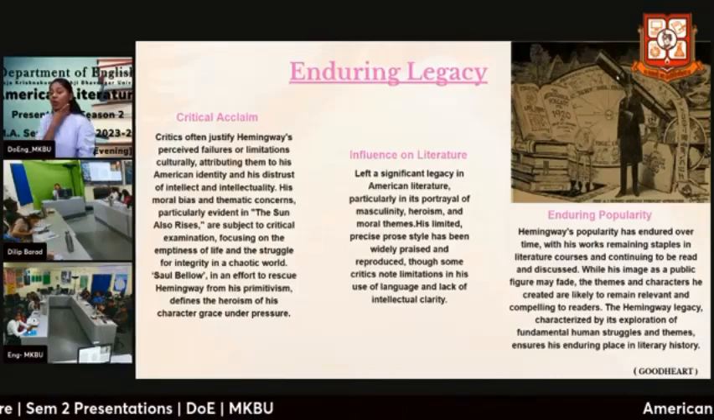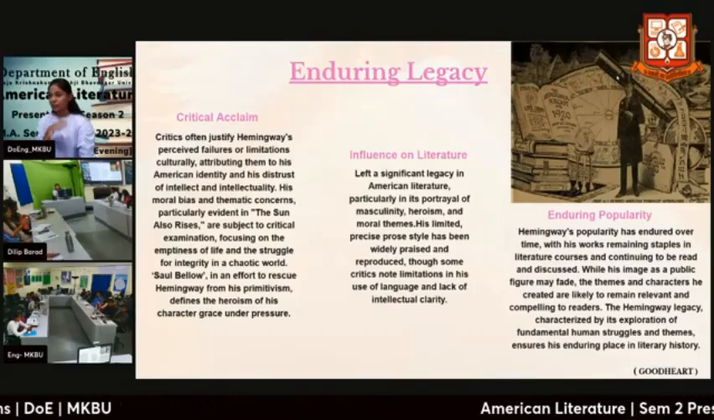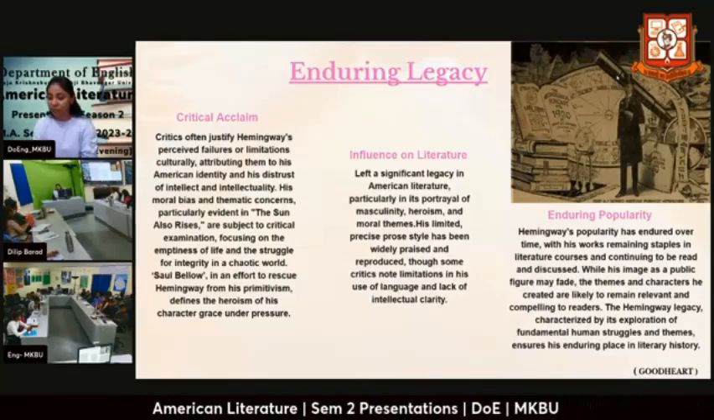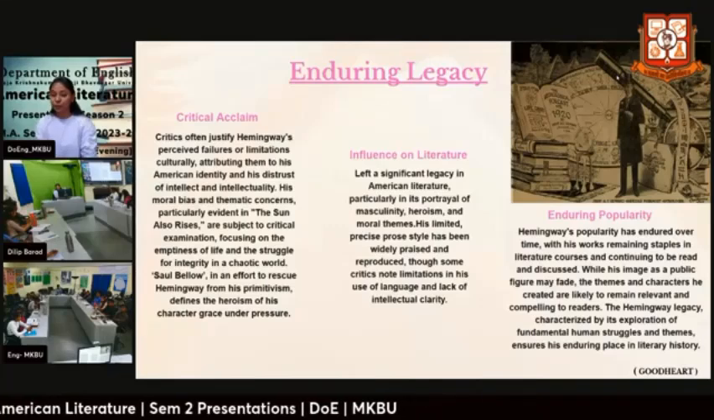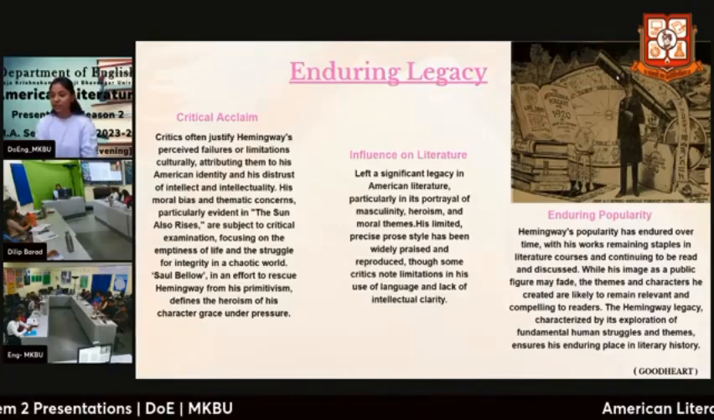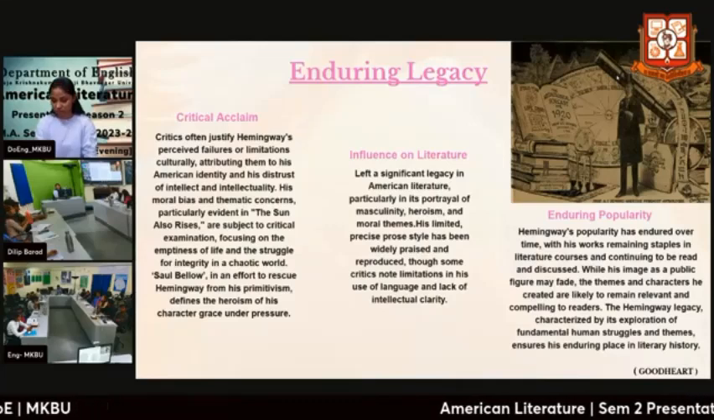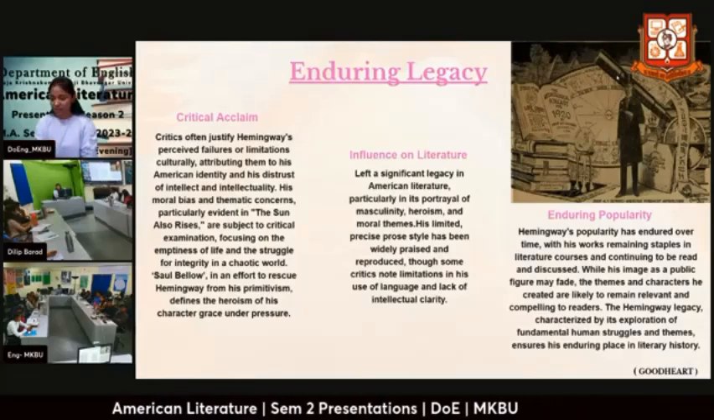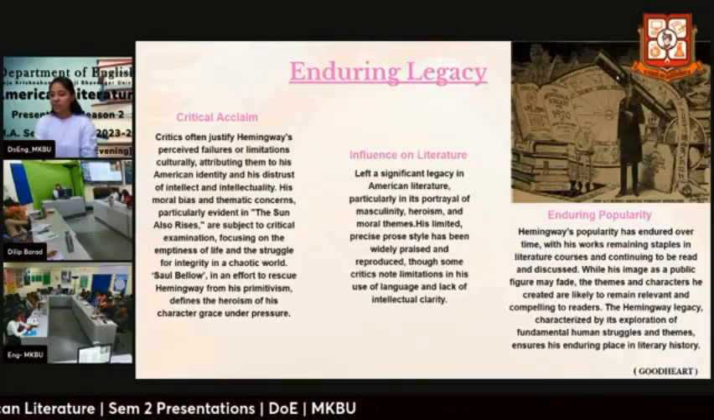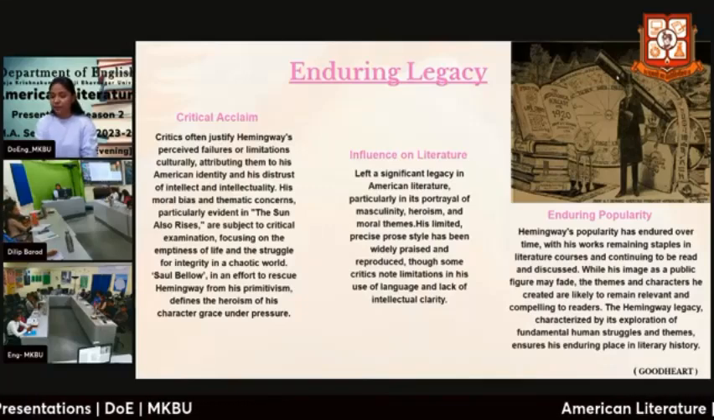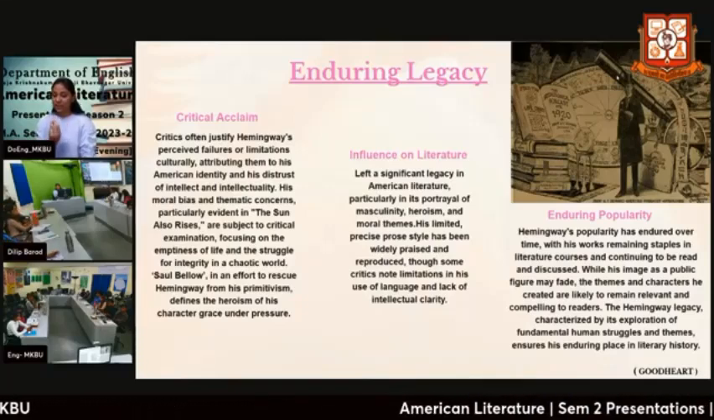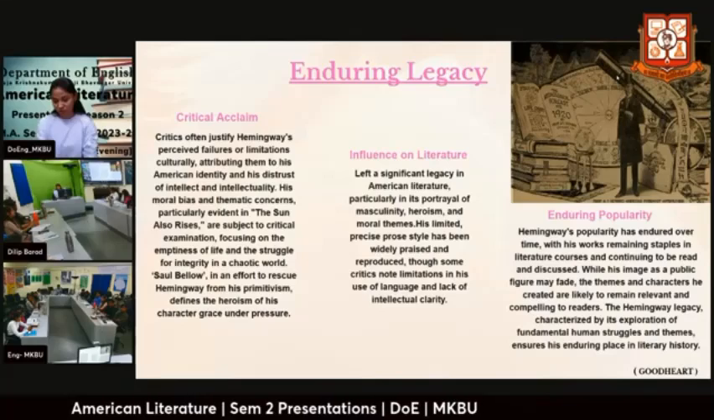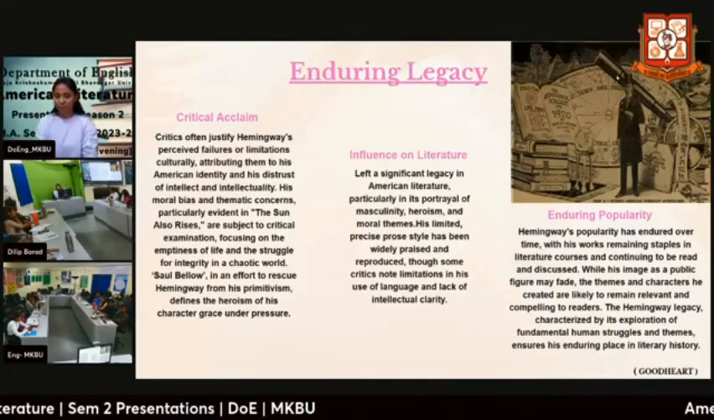And yes, all his works were written between the 1920s and the 1950s, and these three are among the most famous ones. On his enduring popularity: Hemingway's popularity has endured over time, with his works remaining staples in the literature curriculum, continuing to be read and discussed. While his image as a public figure may fade, the themes and characters he created are likely to remain relevant and compelling to readers. Hemingway's legacy, characterized by its exploration of fundamental human struggles and themes, ensures his enduring place in literary history.